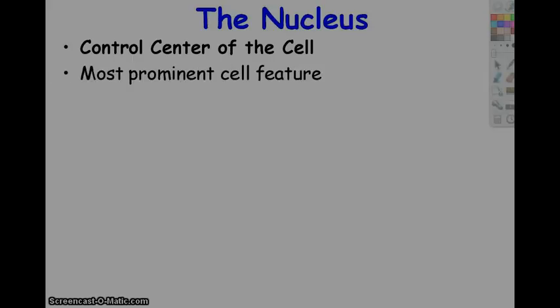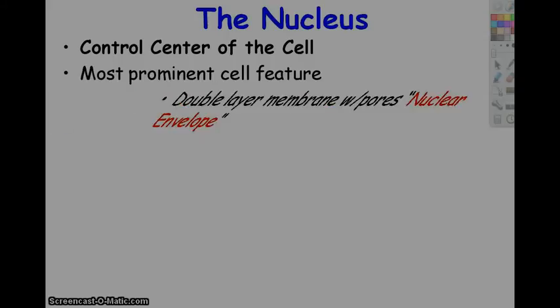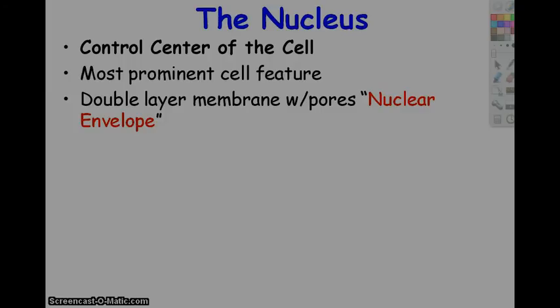Unfortunately, we won't be able to see the endoplasmic reticulum or the ribosomes. They're just too small. It actually has a double membrane around it, but again, with the microscopes we have, you're not going to be able to see a double membrane.